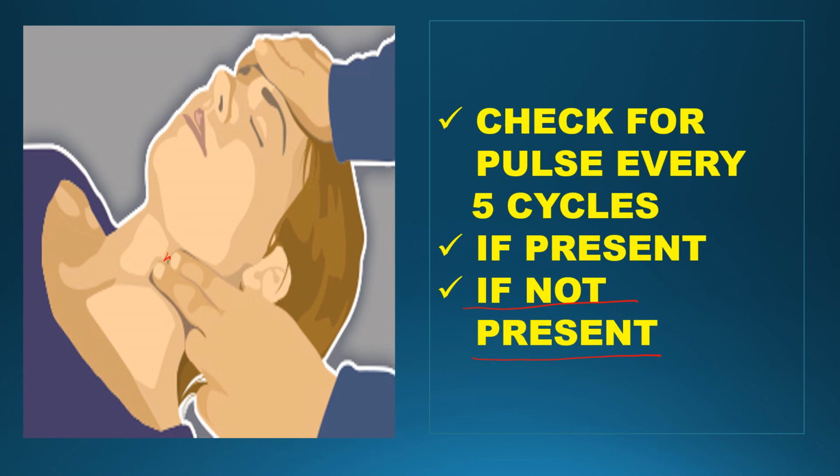Suppose the pulse is present but respiration is not present, you have to give breaths. 1 is to 1000, 2 is to 1000, 3 is to 1000, 4 is to 1000, 5 is to 1000, 6 is to 1000. So you give 5 to 6 breaths continuously.